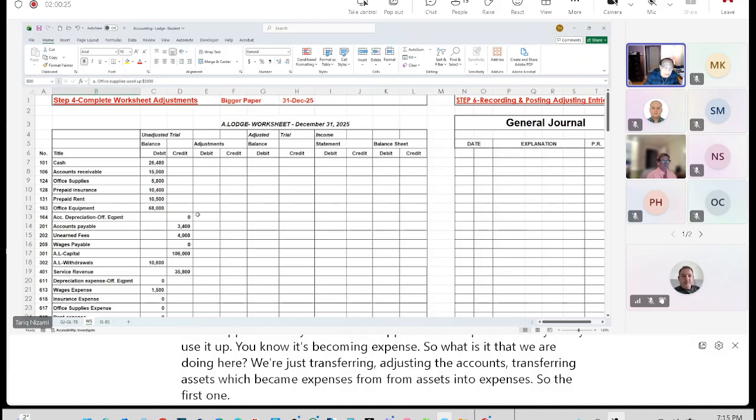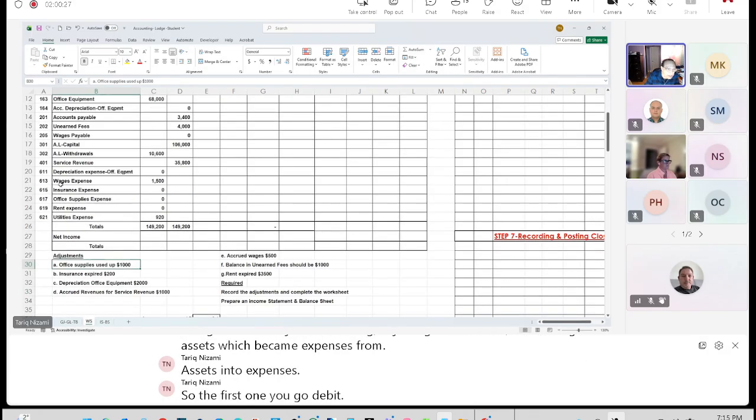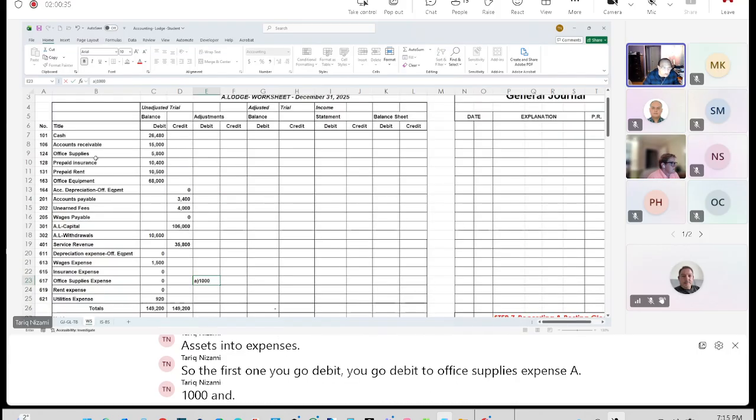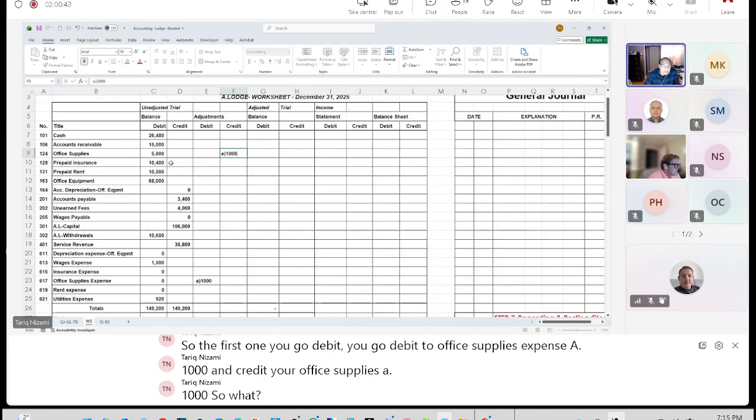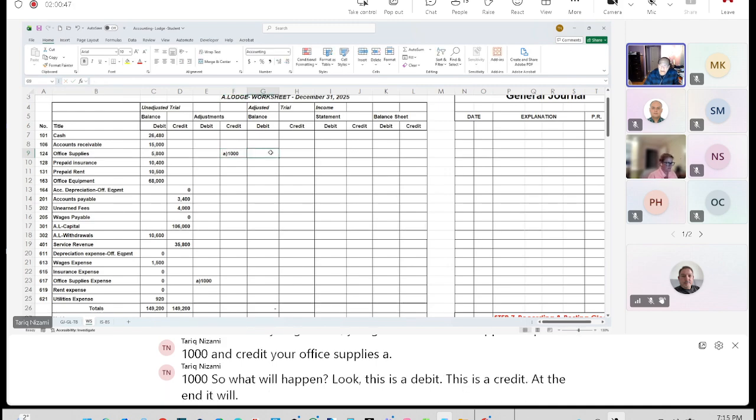So the first one, you go debit to office supplies expense, 1,000, and credit your office supplies asset, 1,000. So what will happen? Look, this is a debit, this is a credit. At the end, it will become 4,800, right?